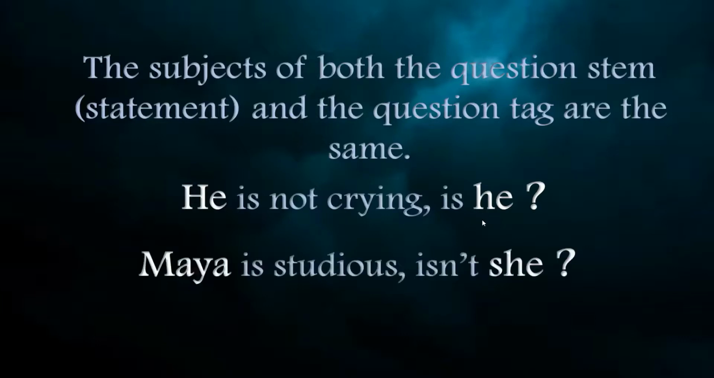Let us look at another example. Maya is studious, isn't she? If you look at this, in place of the subject, you have a proper noun. If you have a proper noun or a noun phrase in place of the subject, then in the question tag, please replace it with the relevant pronoun. Here, Maya is studious, and the question tag will take the pronoun she. So, Maya is studious, isn't she?